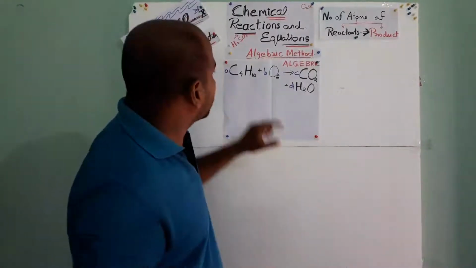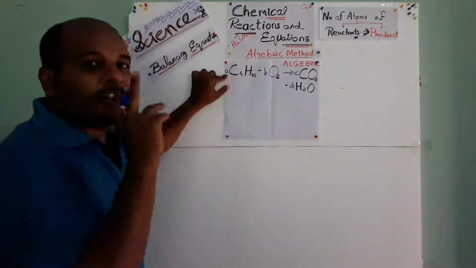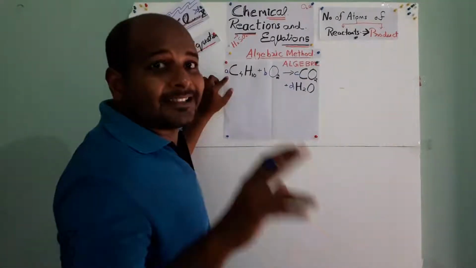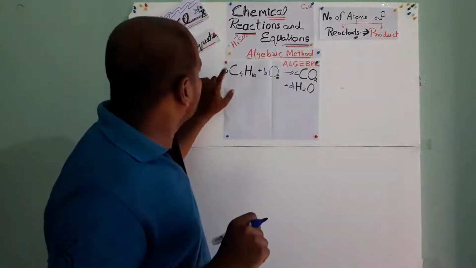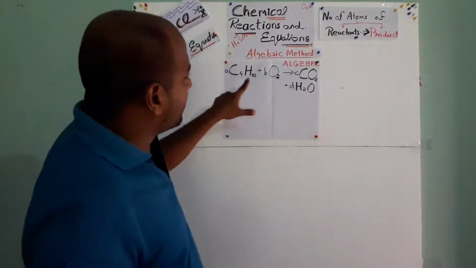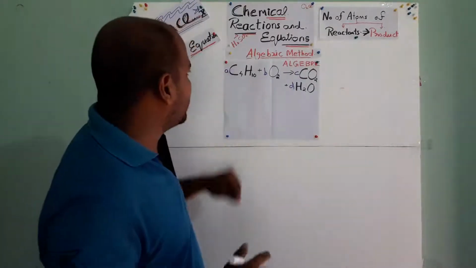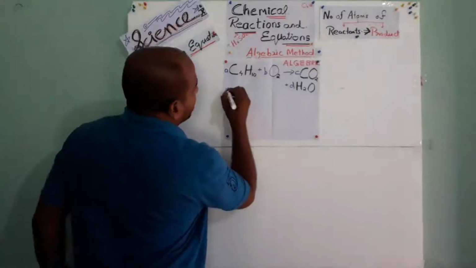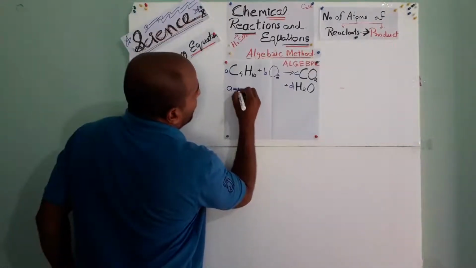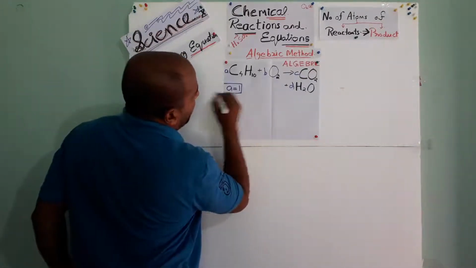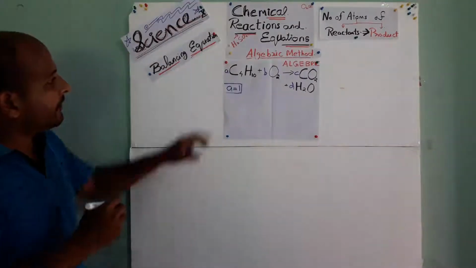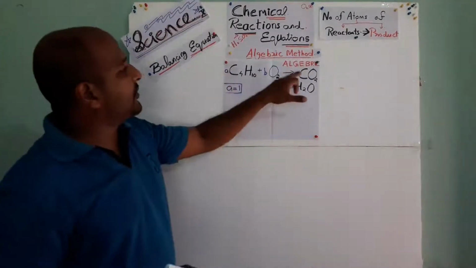Which compound has the maximum number, we will consider that first. And we will put the alphabet of that compound as 1. Understand? Here, which is the biggest compound? Of course it is C4H10. So we will put A as 1. A is equal to 1. So we have one value here. Understand? From A we can find B, C and D.